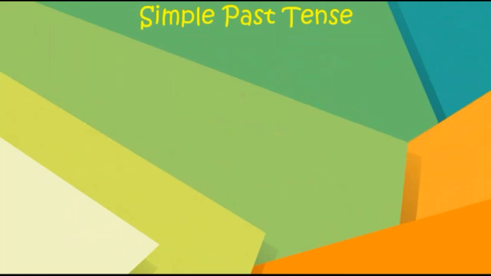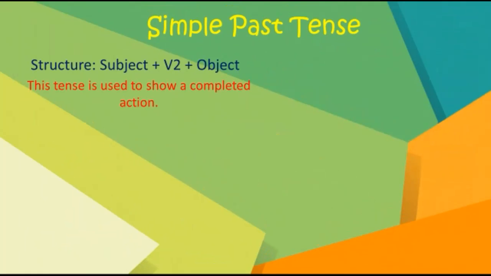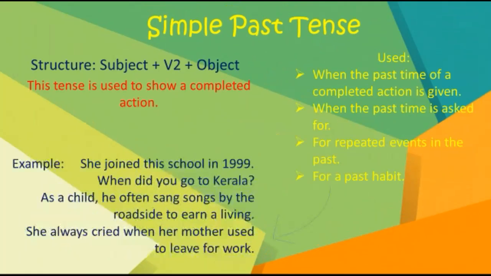Now next we'll talk about past tense. First is simple past. Structure is subject plus V2 plus object. This tense tells us a completed action. It's a simple past tense, simply about the past.